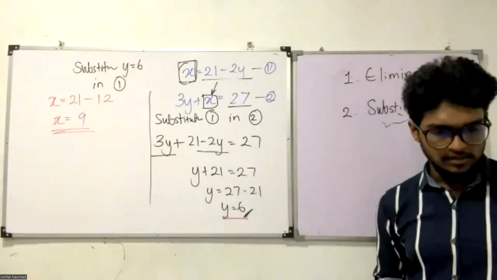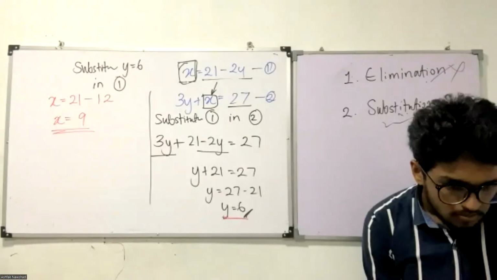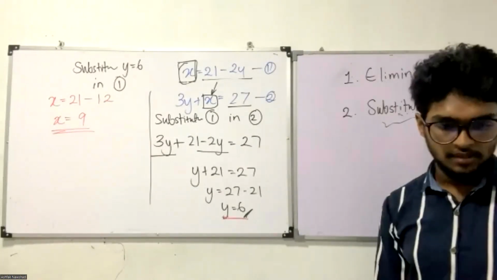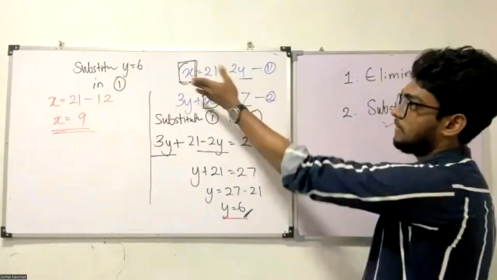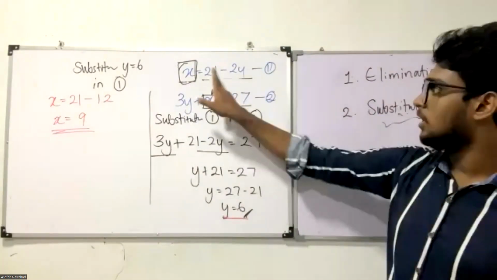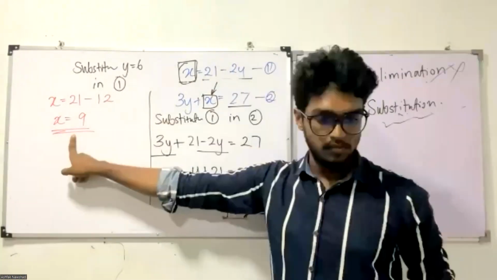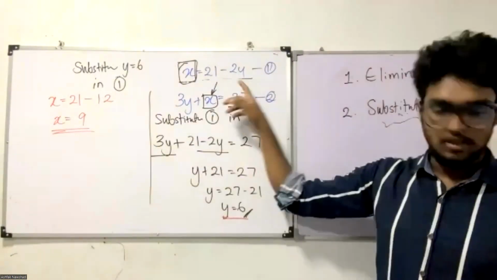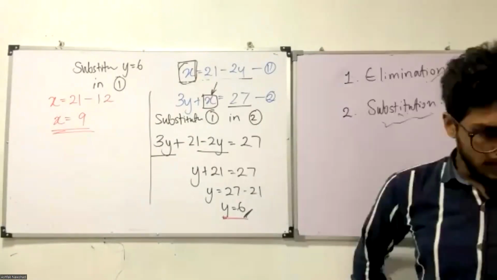Is this question clear? Why are we finding the value of x? They have already given it. No, they have given x in terms of y. They haven't given the numerical value of x here. X is equal to 21 minus something. This is not the numerical value. So this is not the actual value of x. We have to find y first, and then we have to find x.